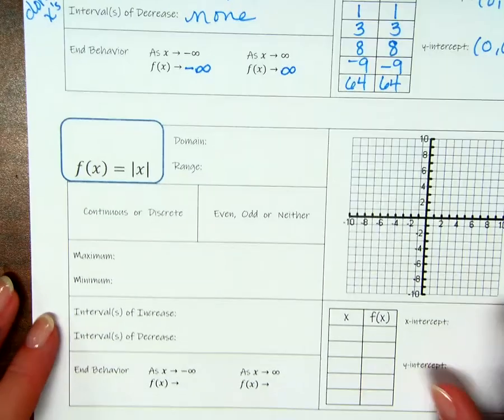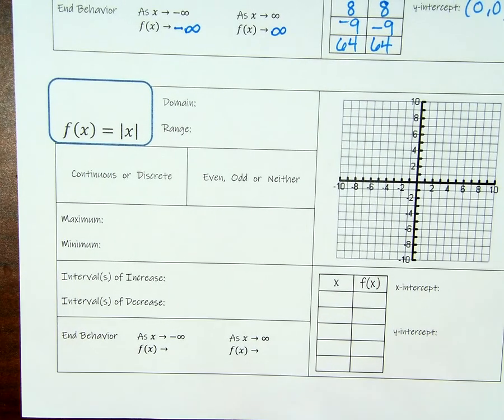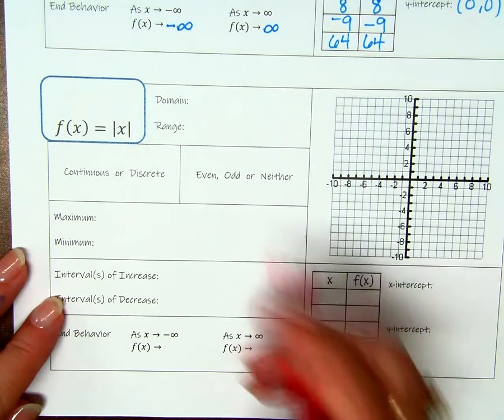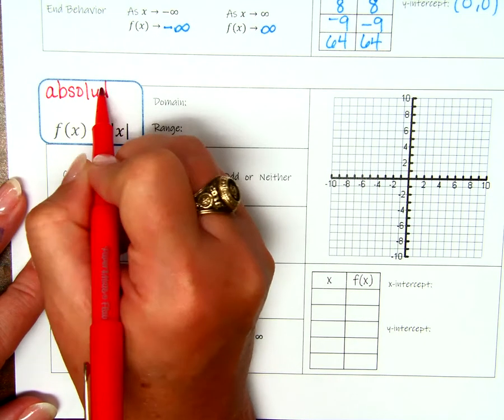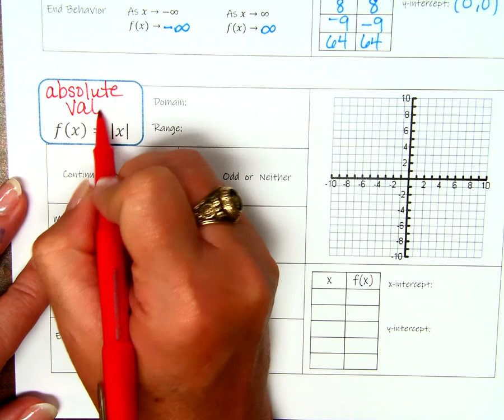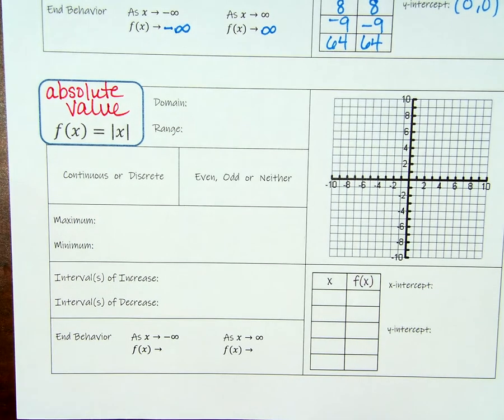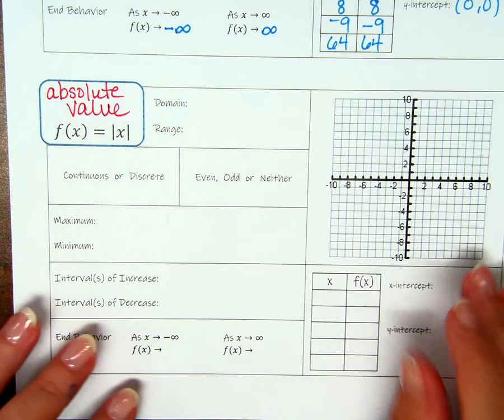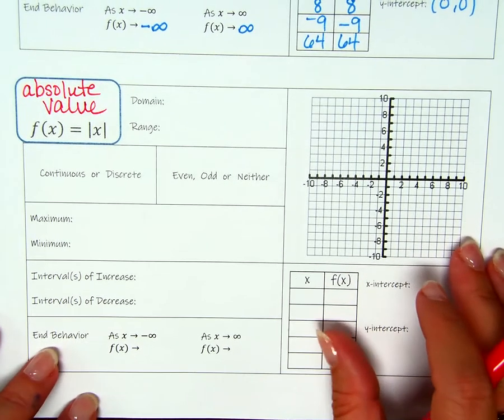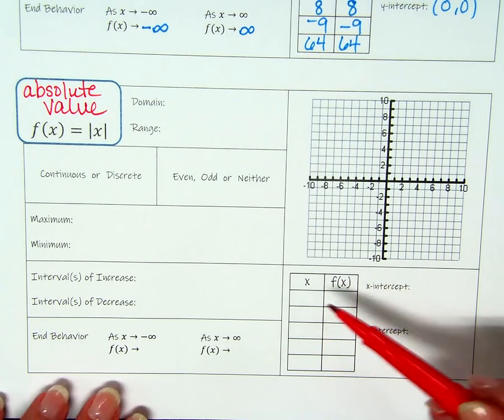Do you know what that's called? Any guesses? Absolutely, it sure is. Absolute value. Is it all right if we start at the table first again?